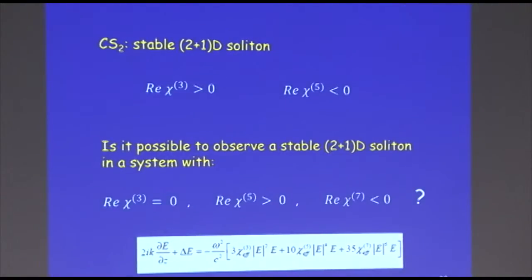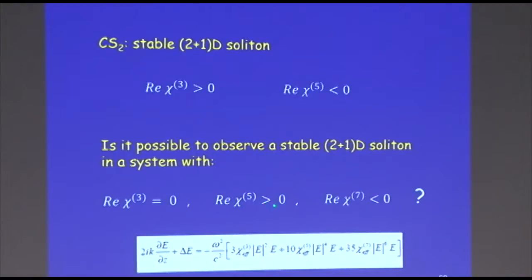So the question now is, is it possible to observe a stable 2 plus 1 D soliton in a system where I don't have chi3, I have chi5 positive, chi7 negative? So just pay attention to this.